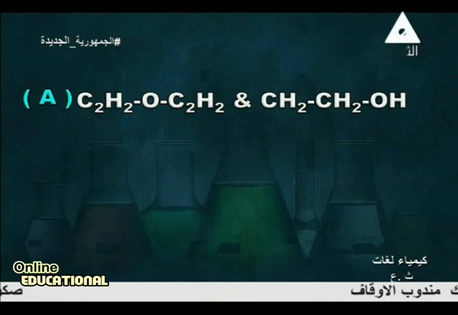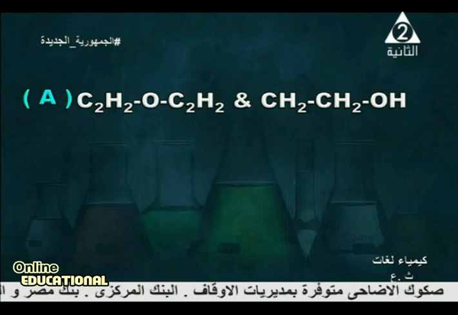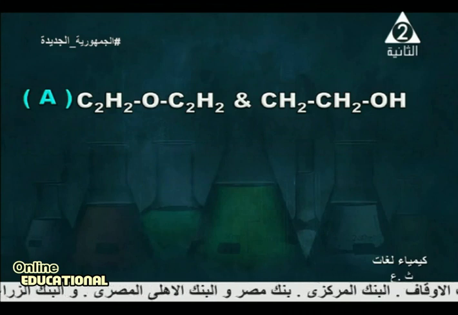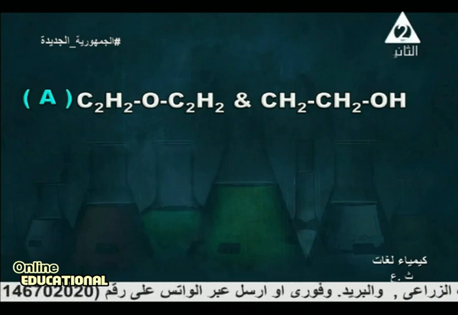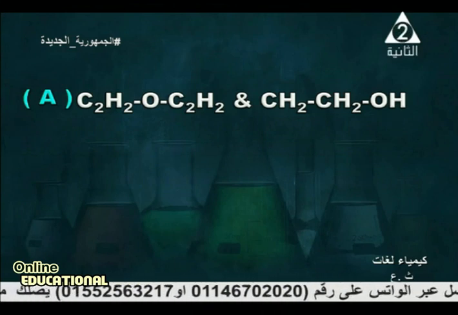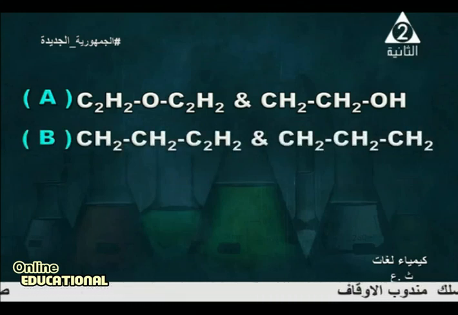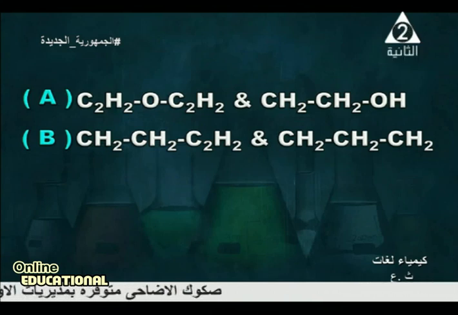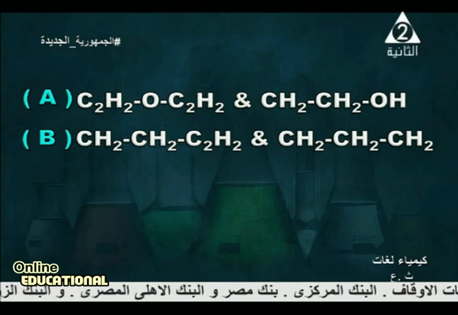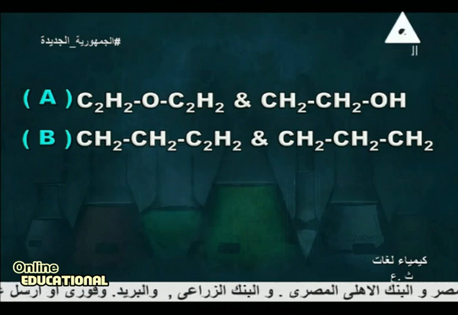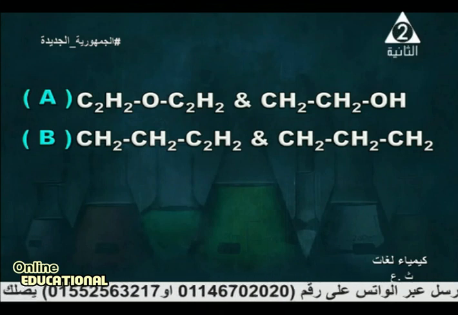Because we have O between the two alkyl groups, and CH2 bond CH2OH. What does this mean? Alcohol. You have alcohol and ether. Do you think they are isomers? Or when I say CH2 bond CH2 bond C2H2 and CH2, do you think this is isomer? Try to calculate the number of C and the number of H.